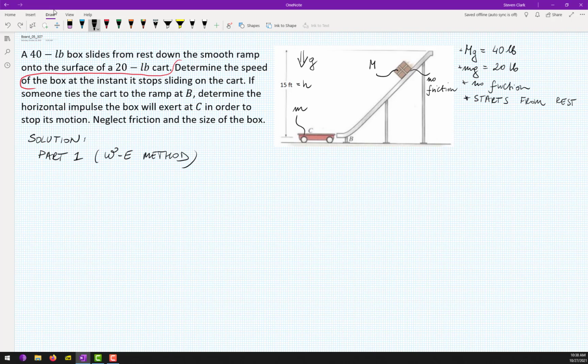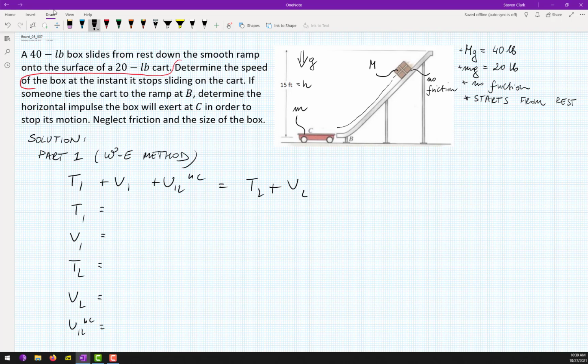Okay, but before we go to part A and part B, we must solve the work energy method. Yes, we must figure out what velocity this guy will have before entering the cart. So let's do it very quickly. Let's do a drawing for the configuration, or maybe let's not. It's too simple. So let's do T1 plus V1 plus U12 non-conservative is equal to T2 plus V2. And let's find these 5 terms: T1, V1, T2, V2, U12 non-conservative. Okay, guys, anybody want to do it quickly? T1?